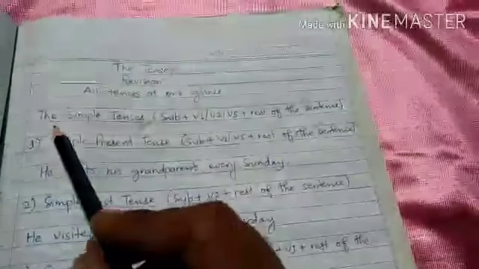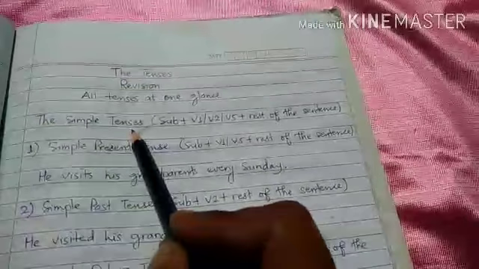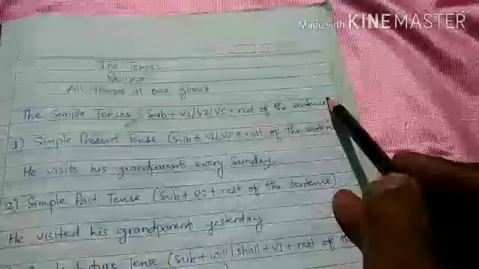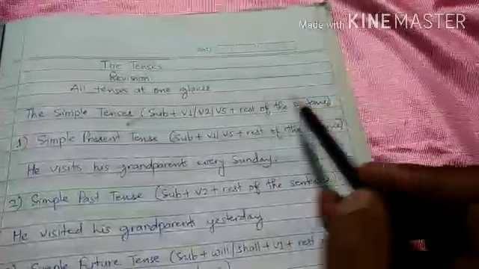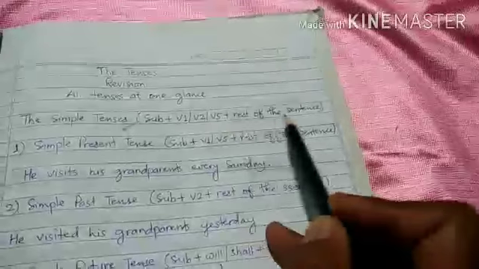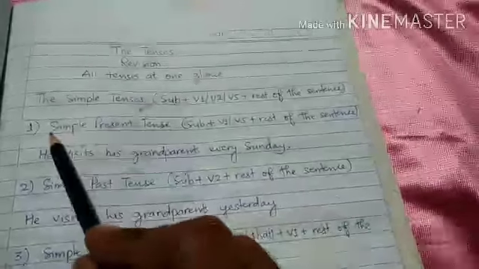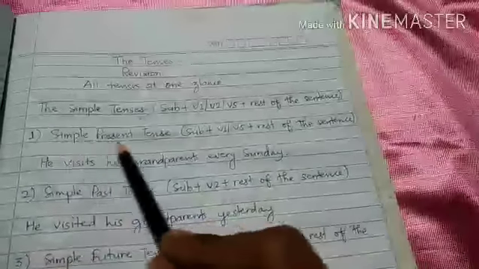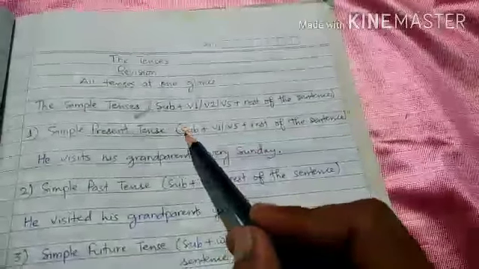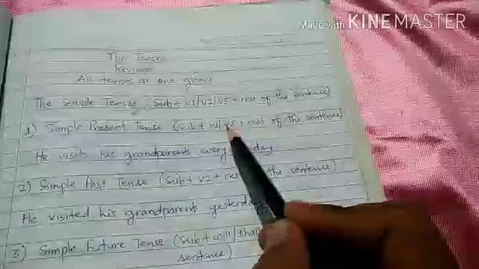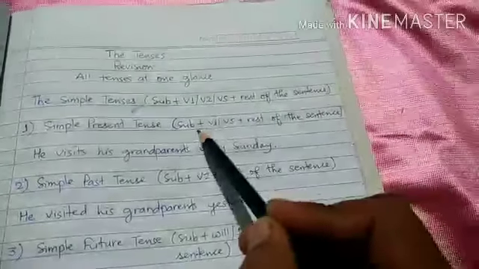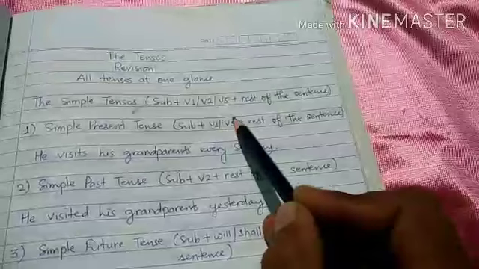Okay, if you see here the simple tenses, the sentence structure, the use of verb forms in the whole simple tenses will be like this: subject plus B1 or B2 or B5 plus rest of the sentence. At first we will see the simple present tense, in which the sentence structure is subject plus B1 or B5 plus rest of the sentence. B1 if the subject is plural and B5 if the subject is singular.